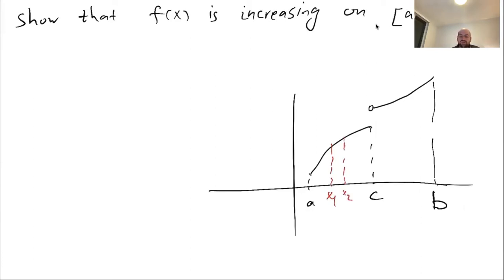Both of them, x1 and x2, could be between A to C. Or another possibility is that both of them could be here, between C to B. These two cases are straightforward.